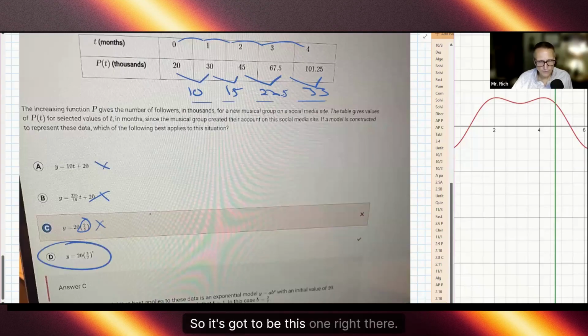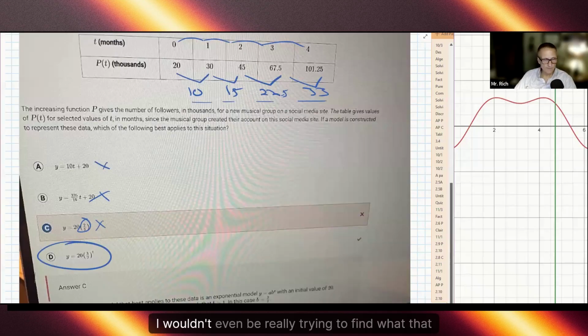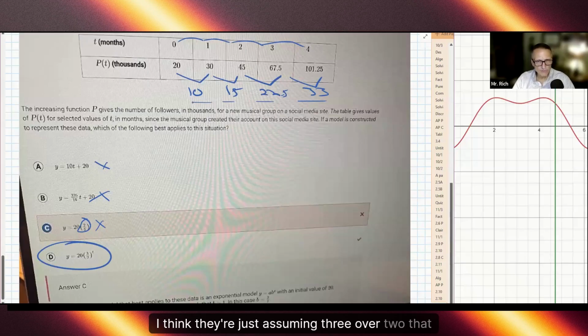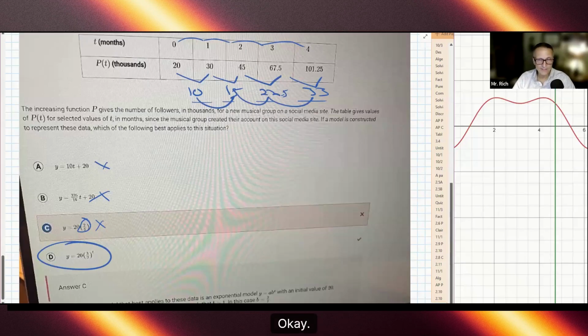So it's got to be this one right there. So that's how I would answer that one, Avery. I wouldn't even be really trying to find what the base of the exponent is, although we could do it. Well, I think they're just assuming 3/2, the multiplier there. Yeah, it looks like the multiplier is 1.5. Okay, so yeah, that's what it is.